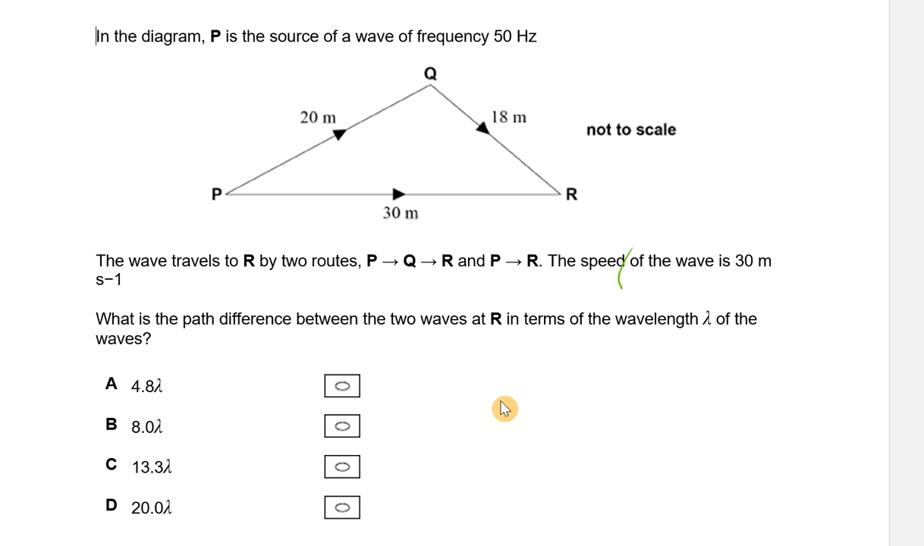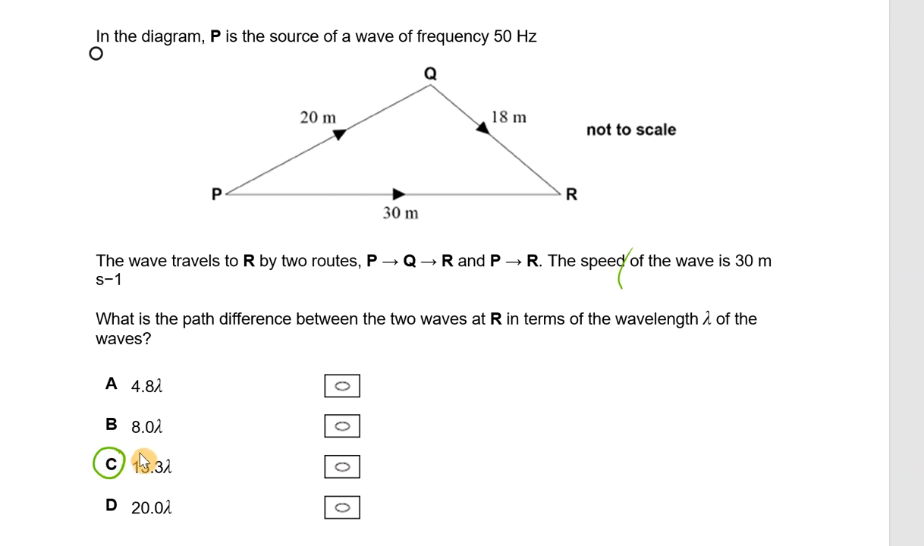Hello, welcome to another AQA A-level Physics multi-choice question. This is on progressive and stationary waves. If you want to choose a different question from the same series, click on the information card up here. If not, I suggest you pause the video now and attempt it yourself.